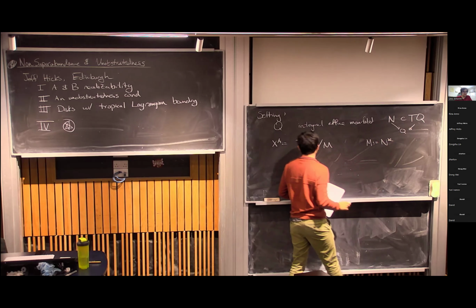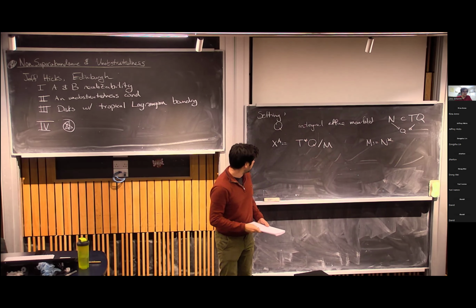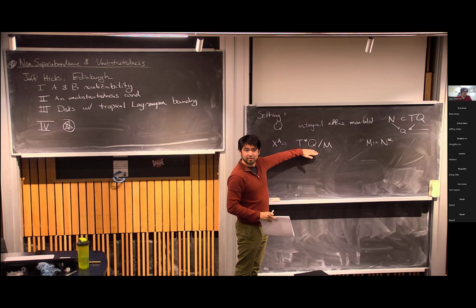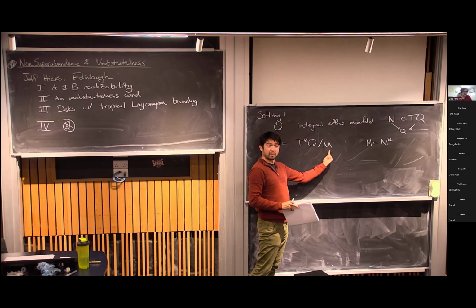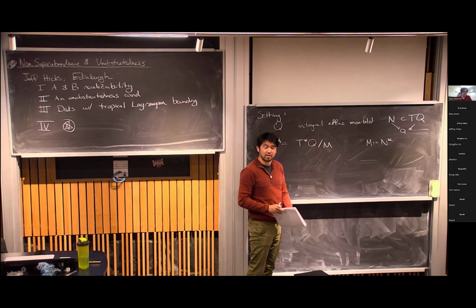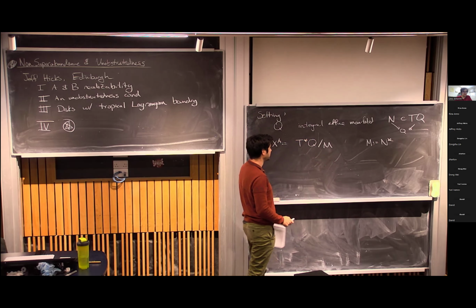So this is naturally a Lagrangian torus fibration, right? The cotangent bundle is a symplectic manifold. The cotangent fibers are Lagrangians. I take the cotangent fiber and I'm going to mod out each one by the action of a lattice. So that's going to give me a torus. So this is a space fibered by Lagrangian tori with base Q.